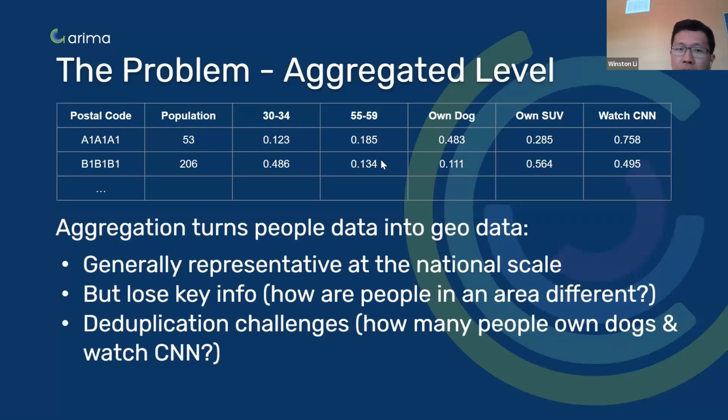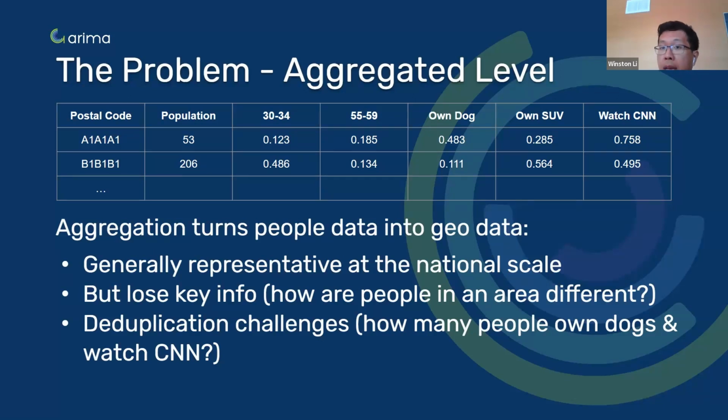For example, if I asked you, of the 12% of the population that are 20 to 24, how are they different? What do they look like? Are they kind of similar, or are they very different? You don't know that. Or if I ask you, we know half of the neighborhood own dogs, and about 3/4 of them watch CNN. Are they the same people, or are they different people? Are dog owners more likely to watch CNN, or are they less likely to watch CNN? Or maybe the two events are independent, and being a dog owner actually has no influence whatsoever on whether you watch CNN.